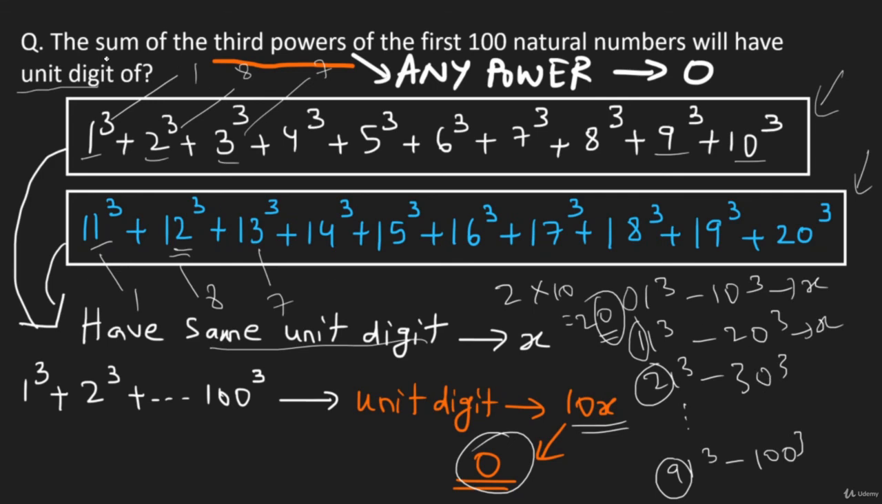Therefore, the sum of any power of the first 100 natural numbers will have a unit digit of 0. All the powers have to be 0. So 1 cube to 100 cube will have a unit digit of 0. Similarly, 1 to the power 5 up to 100 to the power 5, if you add them up, you will also get a unit digit of 0. Or 1 to the power 7, or 1 to the power 6 up to 100 to the power 6. In all these cases, in the case of any power, your unit digit will be 0.